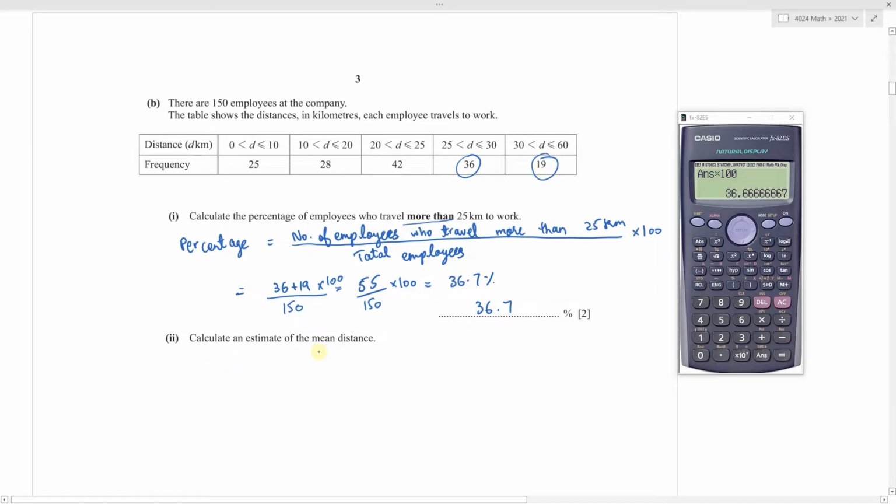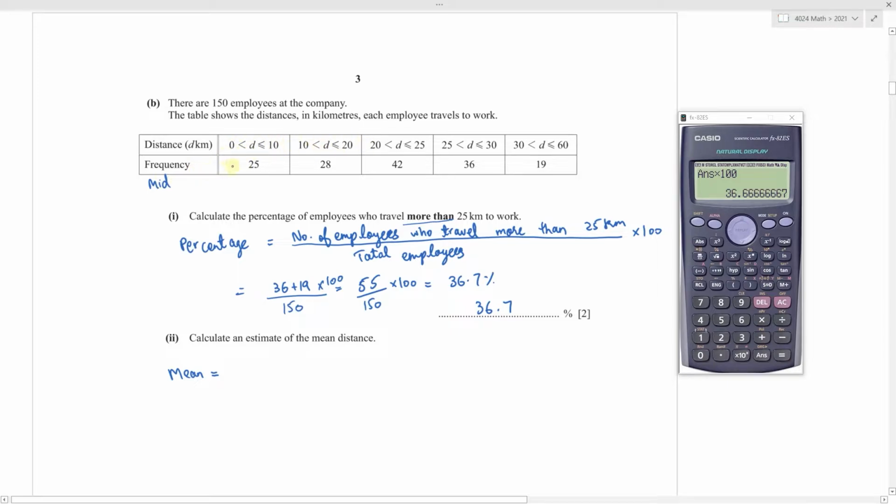Calculate an estimate of the mean distance. Since you're not given exact values of distances, you're given different class intervals, 0 to 10, 10 to 20. So to calculate the mean, I'll first find the mid values of these intervals, because that's why the question asks you to estimate. You do not know exactly how many people drove 7 kilometers, how many people drove 3 kilometers. You're given class intervals here.